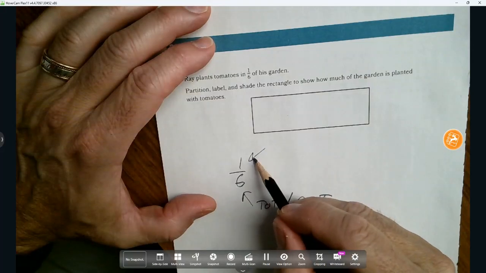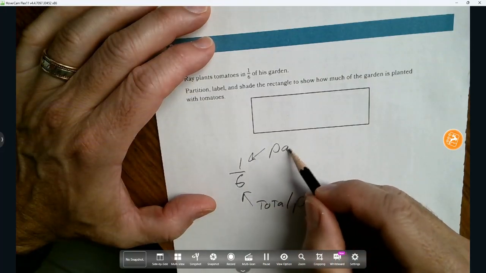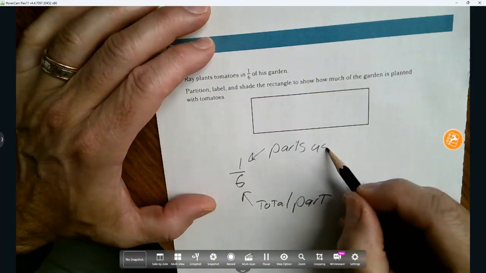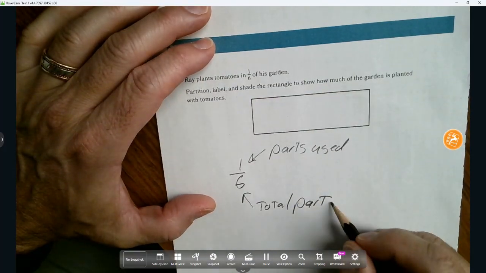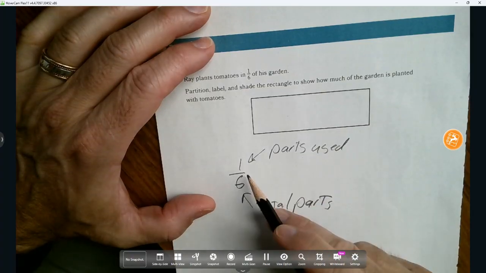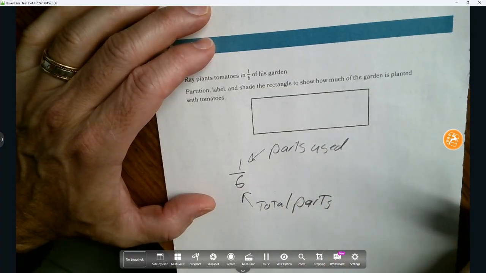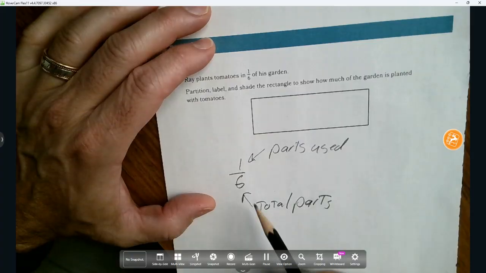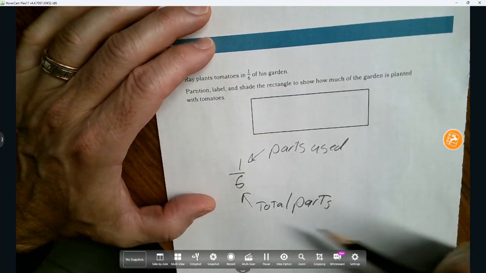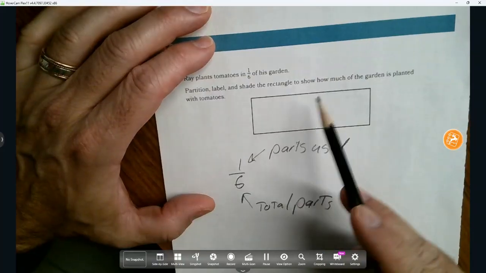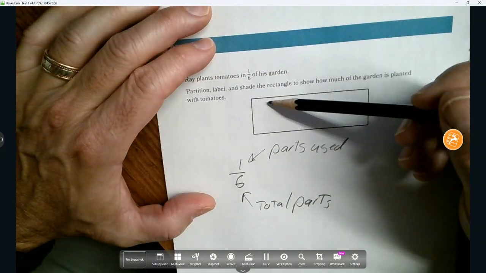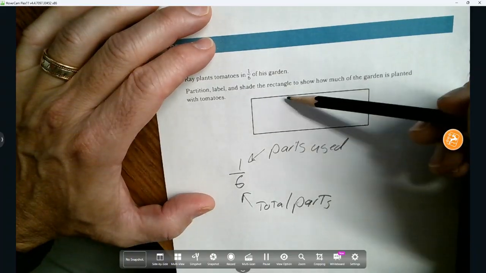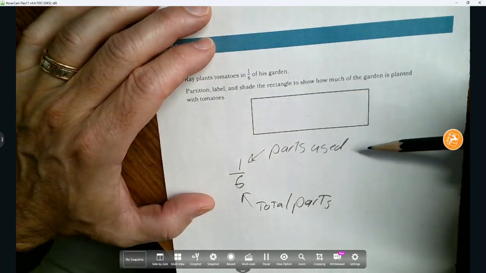This is how many parts, we're going to say for this, parts used, because this is what he used for his garden. So this is total parts, and this is parts used. So he used 1 part. It says parts because we could have up to 6 parts, right? He only used 1 of them. So you can divide this into 6 even sections. This is already 1. You could go 2, 3, 4, 5, 6.